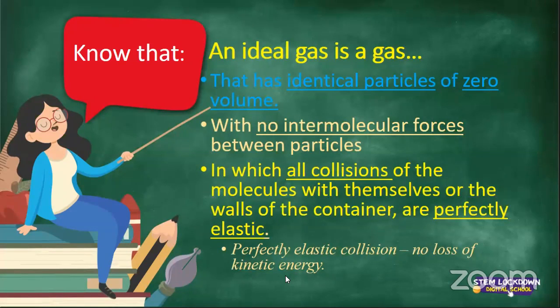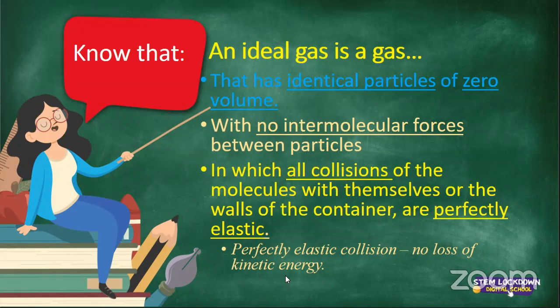The particles of an ideal gas, the first thing is that they are identical and then they occupy no volume. They've got zero volume. And then the particles of an ideal gas have no intermolecular forces. There are no intermolecular forces between the particles. And then the third point is that in all collisions of molecules with themselves or with the walls of the container, the collision is perfectly elastic. So all the collisions between the molecules themselves and the walls of the container are perfectly elastic.